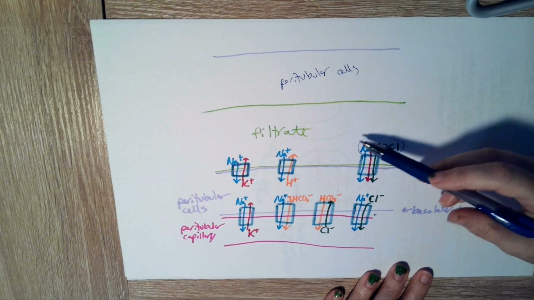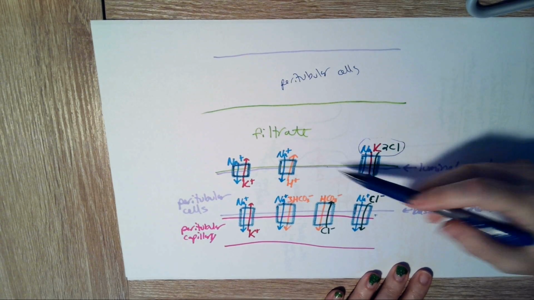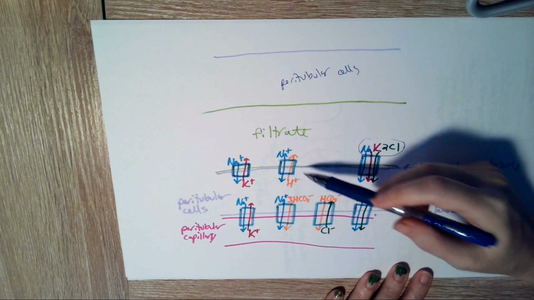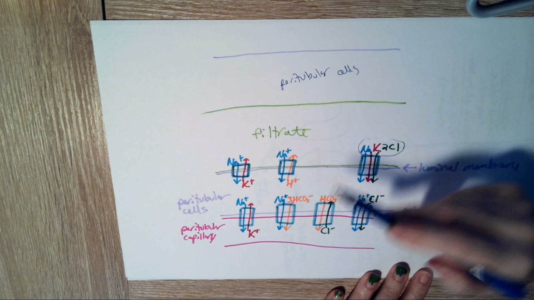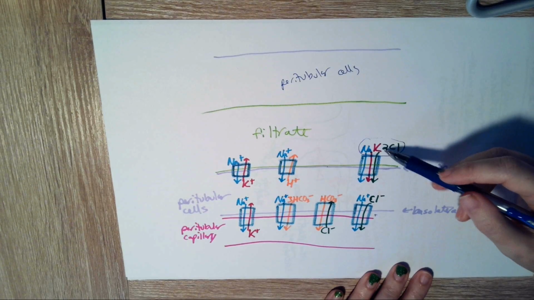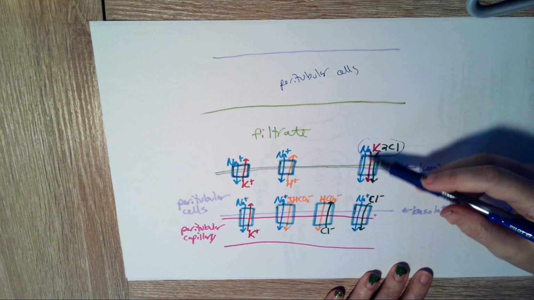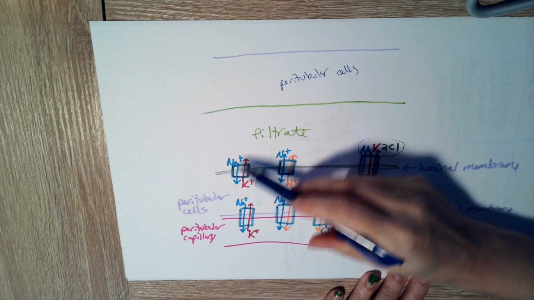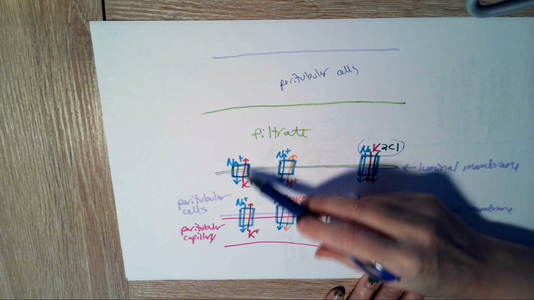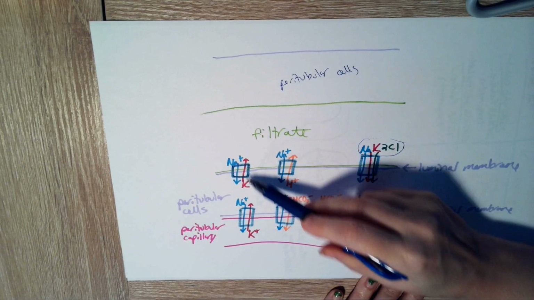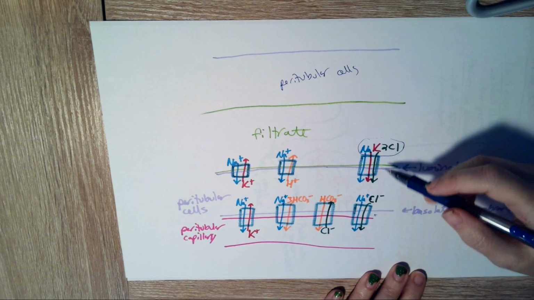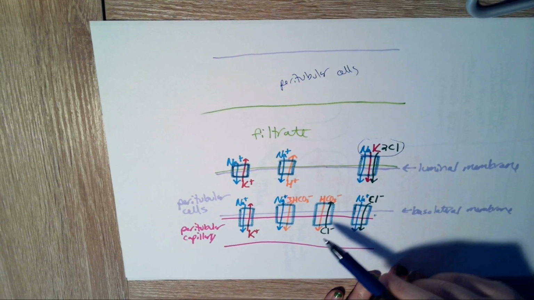cell. So we just took sodium from the filtrate, put it into the cell. At the same time, we lost some potassium to the filtrate, we lost some hydrogen to the filtrate, and then chlorine is also going into the cell, and some of that potassium going back into the cell. There's some potassium recycling right there. Potassium going into the filtrate, potassium going into the cell, into the filtrate, into the cell. Potassium recycling.